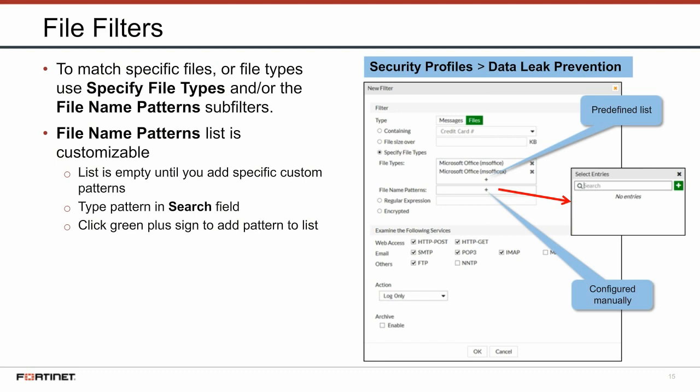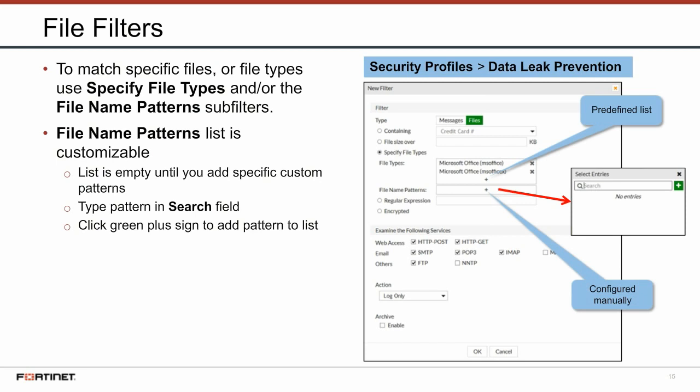If you select the Files option as the filter type, and select the Specify File Type option, the file types and file name patterns fields become available. The File Types list contains a predefined list of file types that you can select from. The File Name Patterns is a field in which you must create and enter custom patterns that you want to apply. Initially, this list will be empty. You enter the desired pattern in the Search Text field and click the green plus button to add it to the list. After you add it to the list, you can select that pattern to add it to the filter.